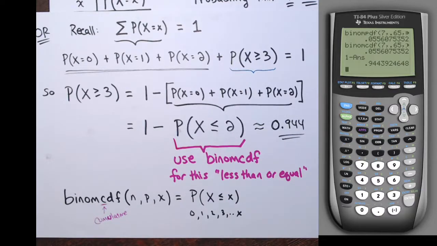Okay. So that's going to be a useful tool for you, the binom CDF, when you're asked about finding the probability of getting at least this many successes, or at most this many successes, or more than, less than. Exactly a number of successes is that binom PDF.